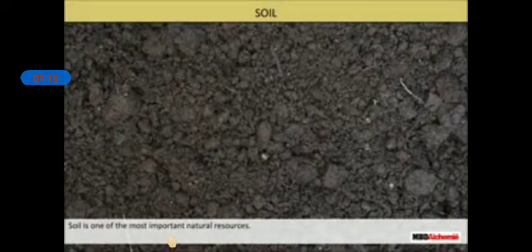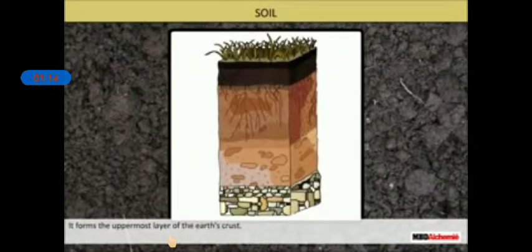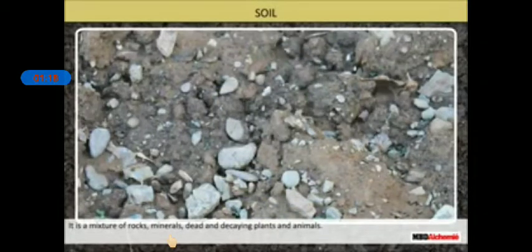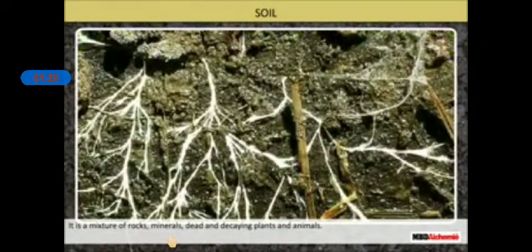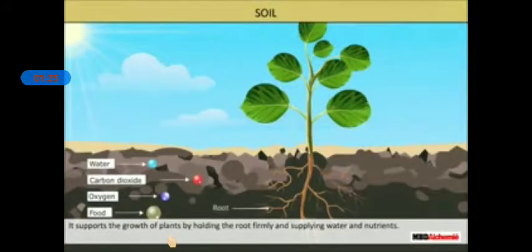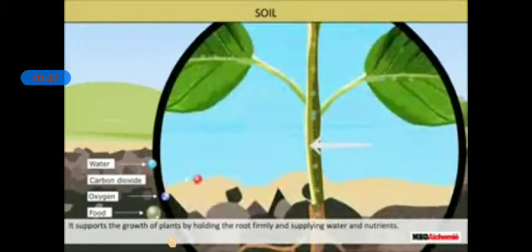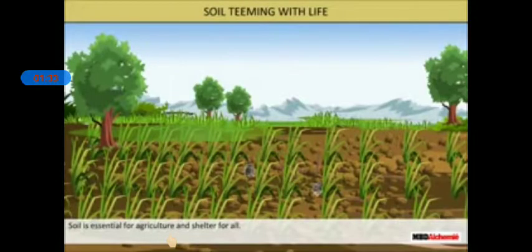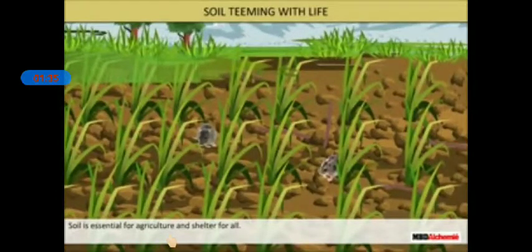Soil is one of the most important natural resources. It forms the uppermost layer of the Earth's crust. It is a mixture of rocks, minerals, dead and decaying plants and animals. It supports the growth of plants by holding the roots firmly and supplying water and nutrients. Soil is essential for agriculture and shelter for all. Soil is thus an inseparable part of our life.